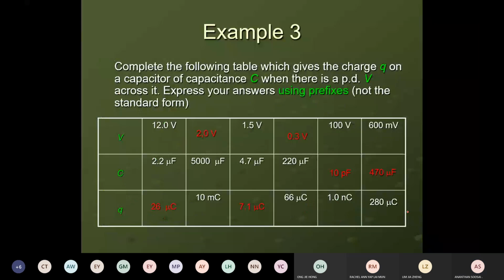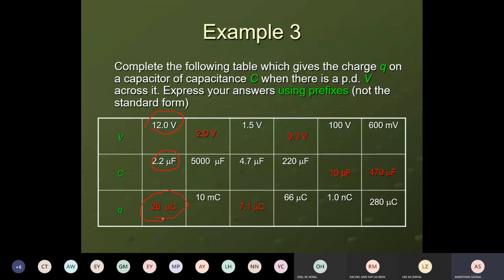So the voltage keeps on rising, 600 millivolt to 12 volt. With different capacitance of capacitor, the amount of charge stored varies. So you have a capacitance of 2.2 microfarad and you apply 12 volt, the amount of charge stored in the capacitance is 26 microcoulomb.